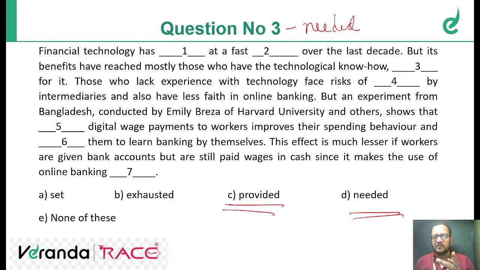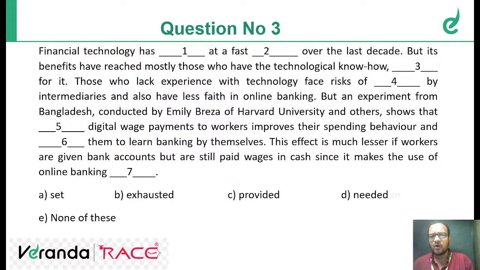There are basically two types of words, you understand? And there are some neutral words, like glass or pen. But if you say optimism, then it's a positive word. Death is a negative word. So in this way we can see that those who lack experience with technology, it's a negative sentence, face risks of dash by intermediaries.